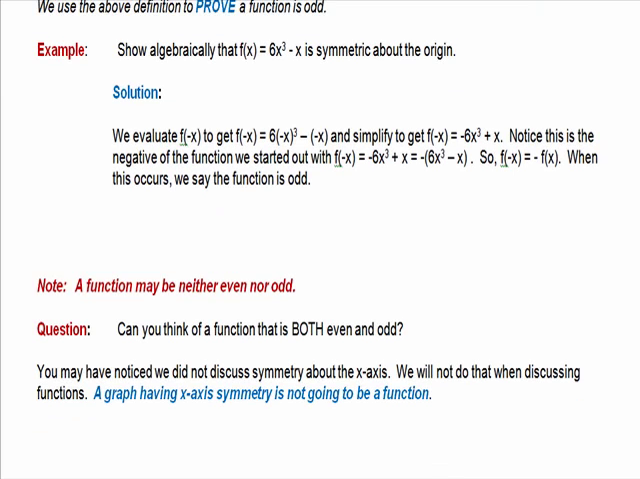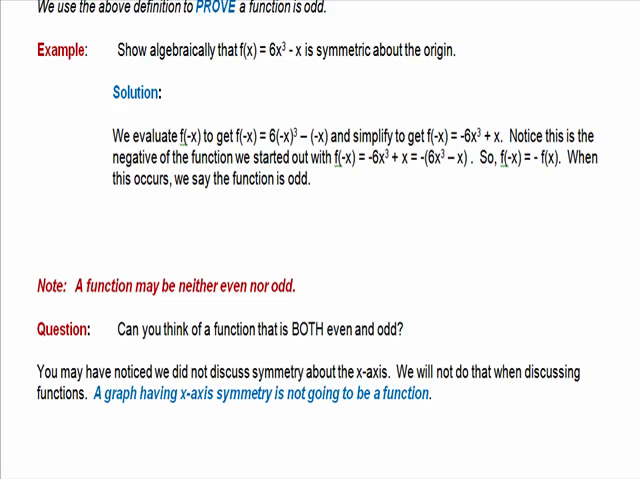Now, just briefly, a couple of last comments here. A function can be neither even nor odd. So not all functions are even or odd. They could be neither. It's not like numbers where you might think every number is even or it's odd. There are some functions that are not either of them. Can you think of a function that's both even and odd? We'll be talking about that in class a little bit, so do a little thinking about that.